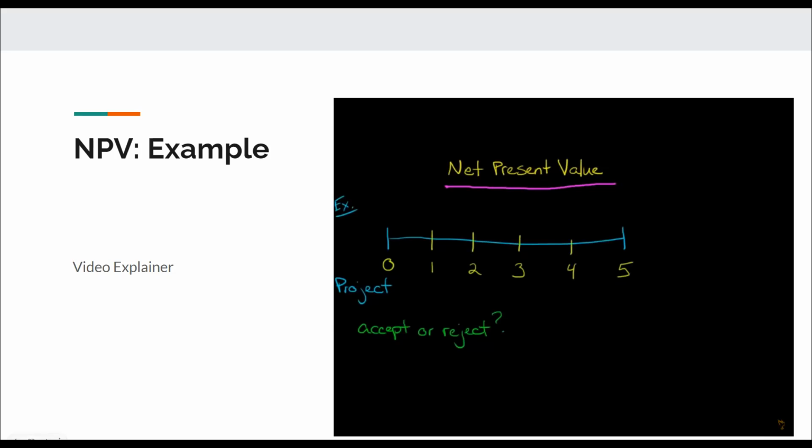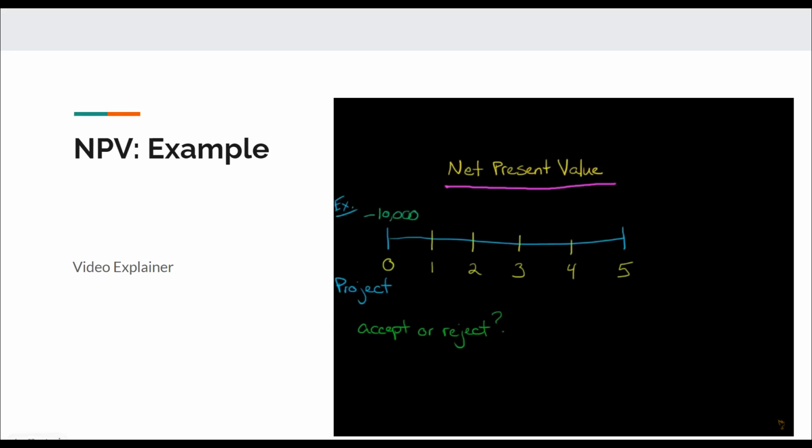Now, what we want to do is map out these cash flows. So let's say that the project is going to cost us initially in period 0. So this is upfront. Period 0 is right now. Let's say it's going to cost us $10,000 that we're going to have to invest to get this project going.